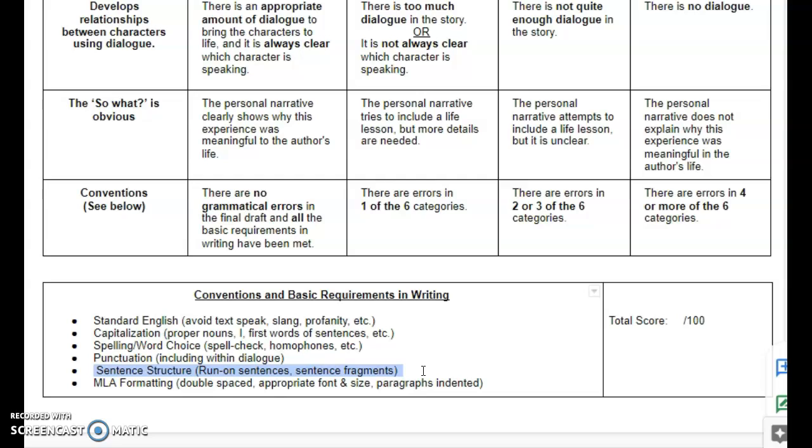We have not super recently, but definitely this year, looked at run-on sentences and sentence fragments quite a bit. And then your MLA formatting, right? It should be double spaced, 12-point Times New Roman, right? And your paragraphs should be indented. No extra white space in between your paragraphs. There's no need. That's why you indent, so we can tell one paragraph from the next. You do not need that extra white space in between them.